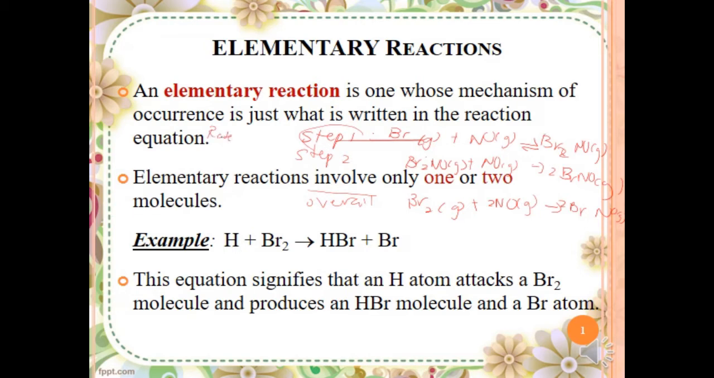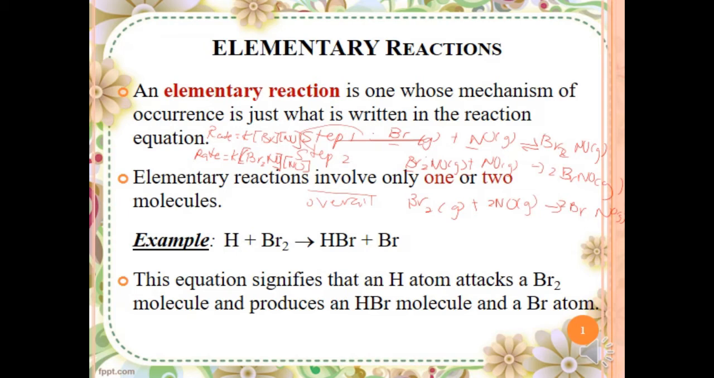Okay, so when you write the rate equation for step 1, so rate is gonna be K Br and NO, and for second step, okay, second step elementary reaction, the rate is K Br2NO and also NO. So we follow the stoichiometric reaction of each step. Okay, so that is rate equation for each elementary reaction.